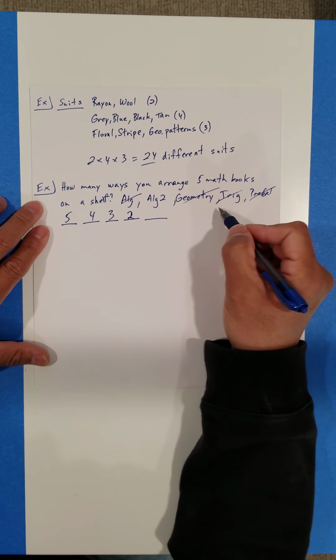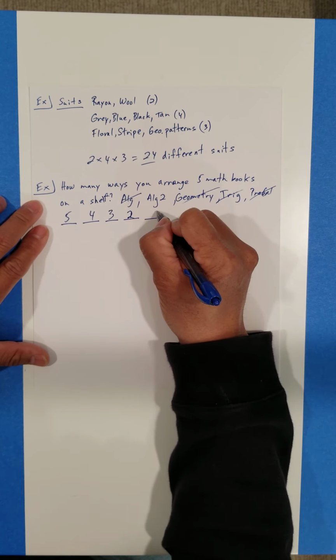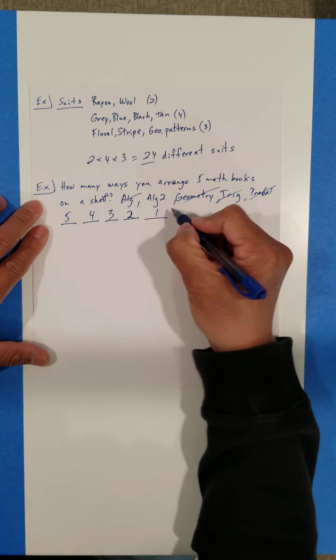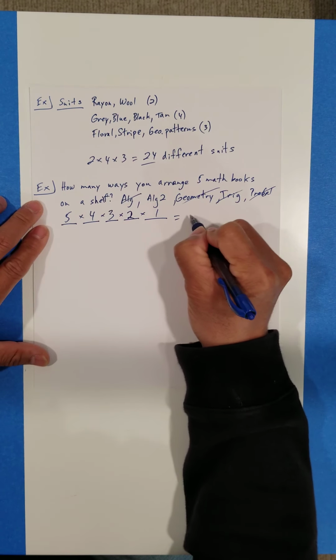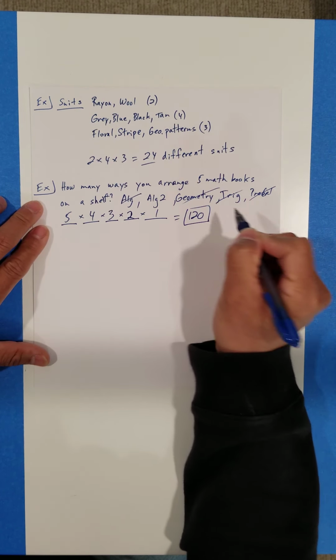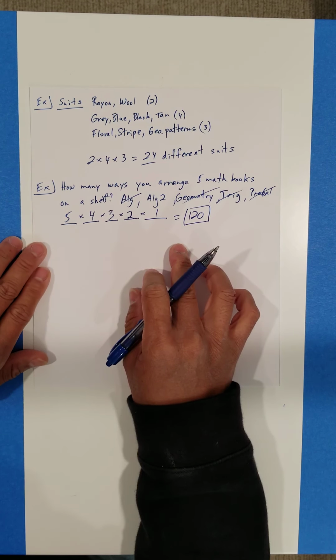Now once I choose trig to go here, the only book that I have left is algebra 2. So that's the last one. Now if you multiply these, the counting principle says just multiply them all. That's 120 ways I can arrange these 5 books.